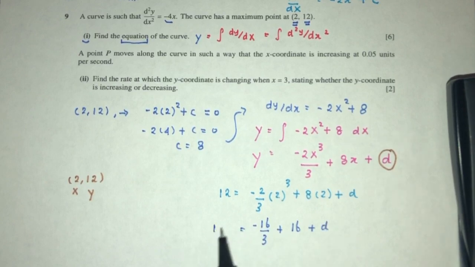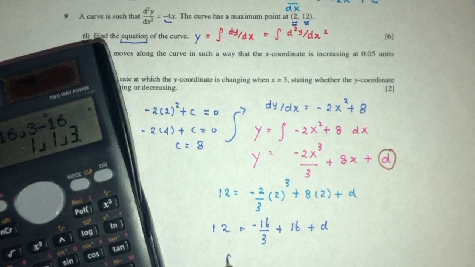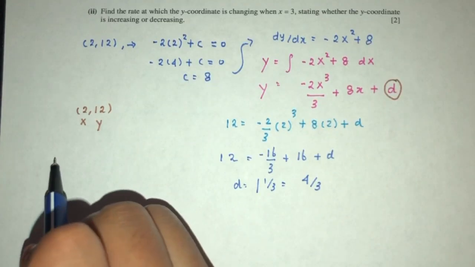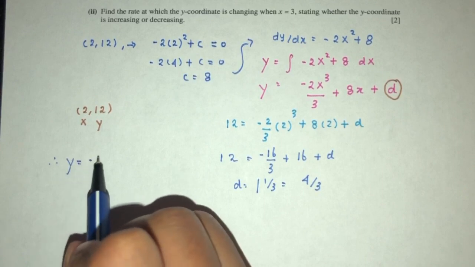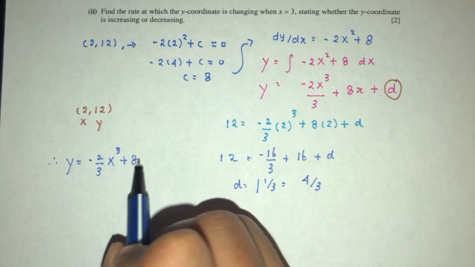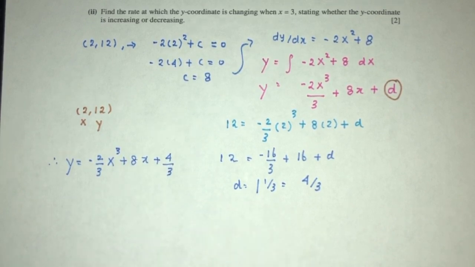That should be minus 16 over 3 plus 16 plus d. That has to be 12. So replace 12 plus 16 over 3 minus 16. That will be d. d will be 1 over 3, which is 1 times 3 is 3 plus 1 is 4 over 3. So finally, from here we can have y is equal to minus 2 over 3 x power 3 plus 8x and then plus 4 over 3. That is your value of y, which is the equation of your curve. That is part 1 of your question.